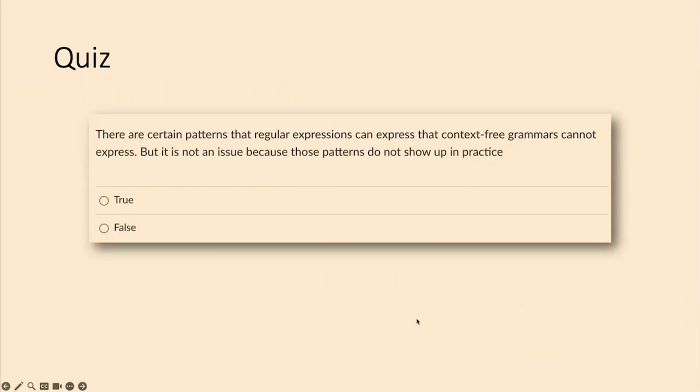Okay, here's an interesting question. There are certain patterns that regular expressions can express that context-free grammars cannot express. But it's not really an issue because those patterns don't show up in practice. Who says true? Who says false? A few people.